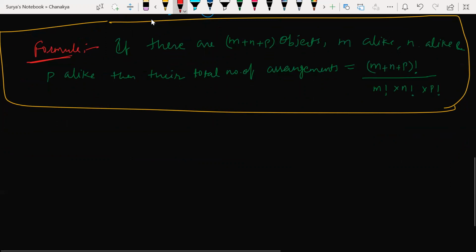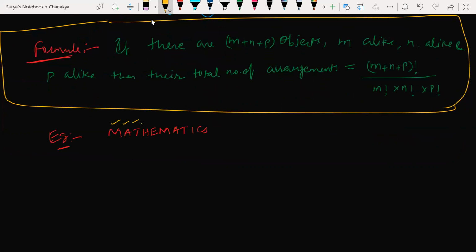Dekho, take any example. Let me tell you one example. I'll ask a simple question. Mathematics. I'm asking you to arrange in different ways. How can you arrange it?